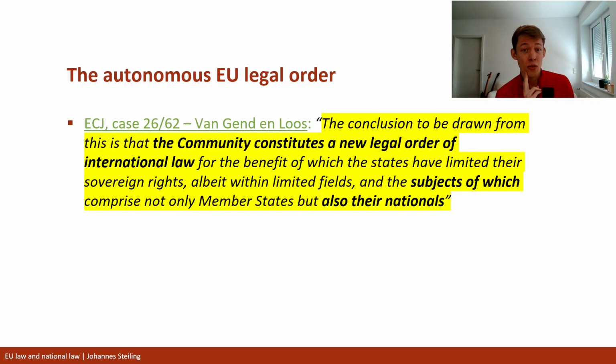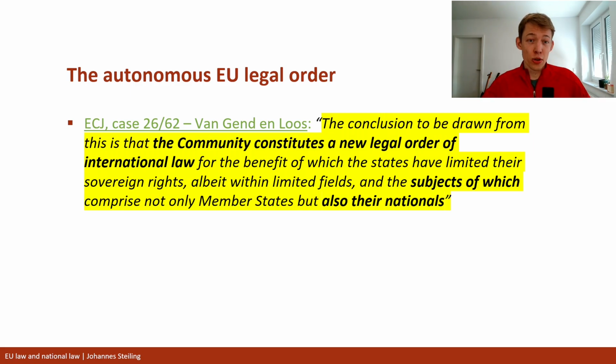And the second thing which the ECJ says in Van Gend en Loos is that the subjects of this new autonomous legal order comprise not only member states, but also their nationals. And this is also quite a stark difference to international law, because traditionally the subjects of international law are states, member states. You can debate whether there is a change with individuals, but usually international law is contract law, contracts between states.